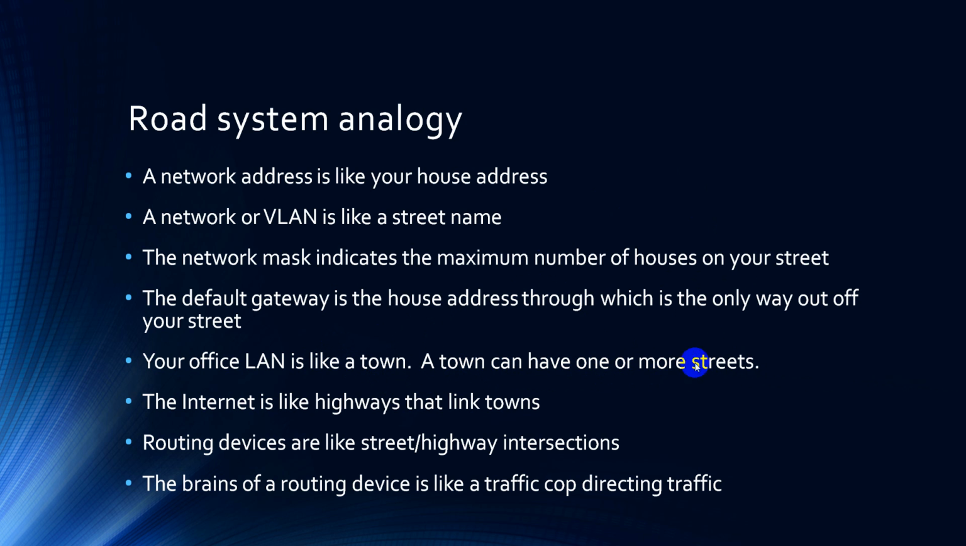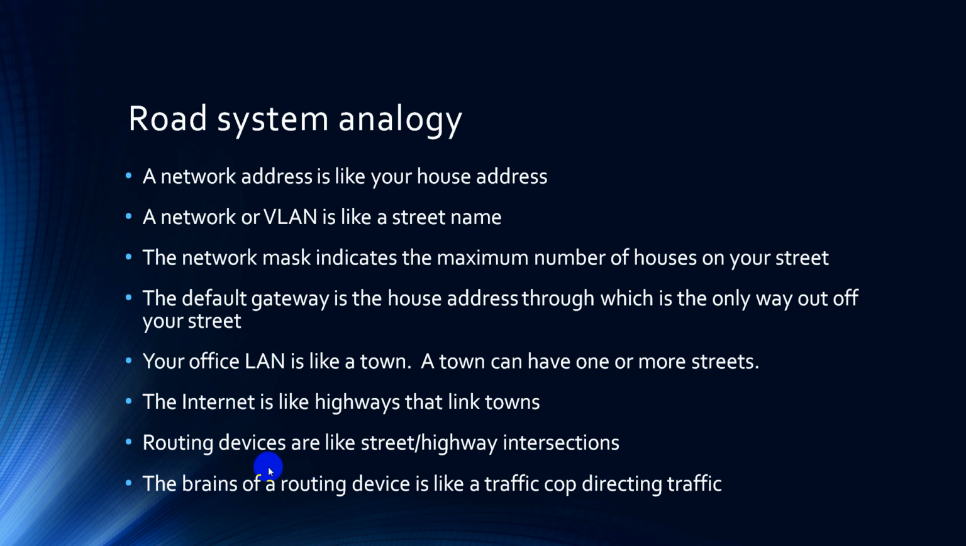Okay, your office LAN is like a small town, because a town can have one or more streets. Remember, a street, I said, is a network or a VLAN? Well, where I work, we have, let's say, 8 networks or 8 VLANs. So that's equivalent to 8 streets. So my town consists of 8 streets. Okay, the internet is like a highway that links all the towns. A routing device is like a street intersection.